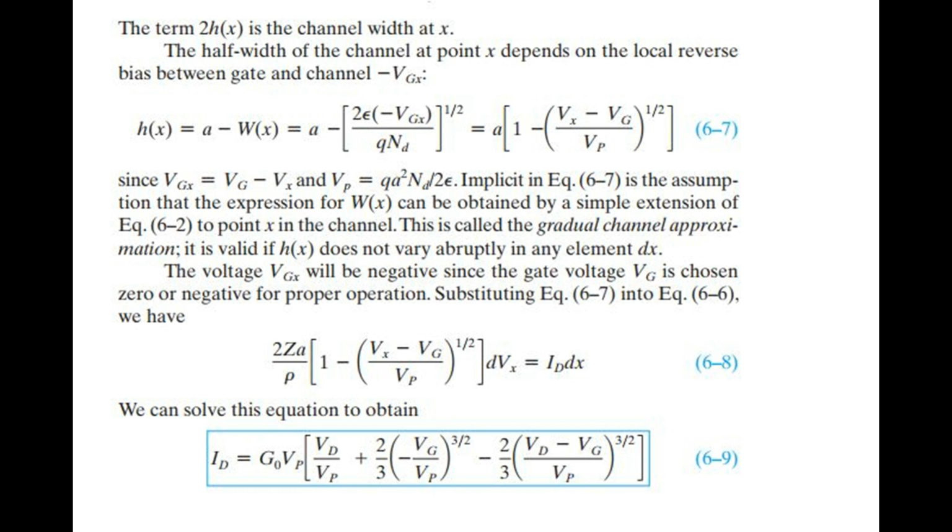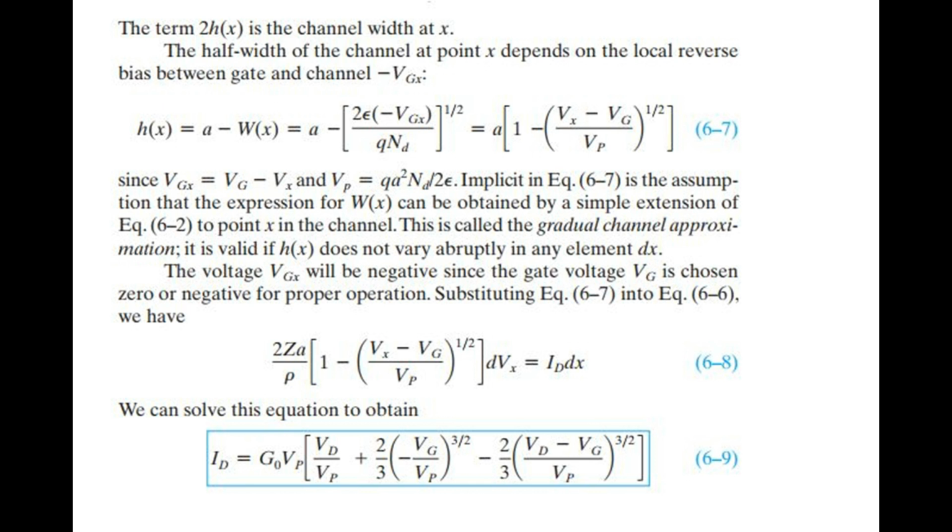Implicit in Eq 6.7 is the assumption that the expression for W(x) can be obtained by a simple extension of Eq 6.2 to point x in the channel. This is called the gradual channel approximation. It is valid if h(x) does not vary abruptly in any element dx. The voltage VGX will be negative since the gate voltage VG is chosen 0 or negative for proper operation.